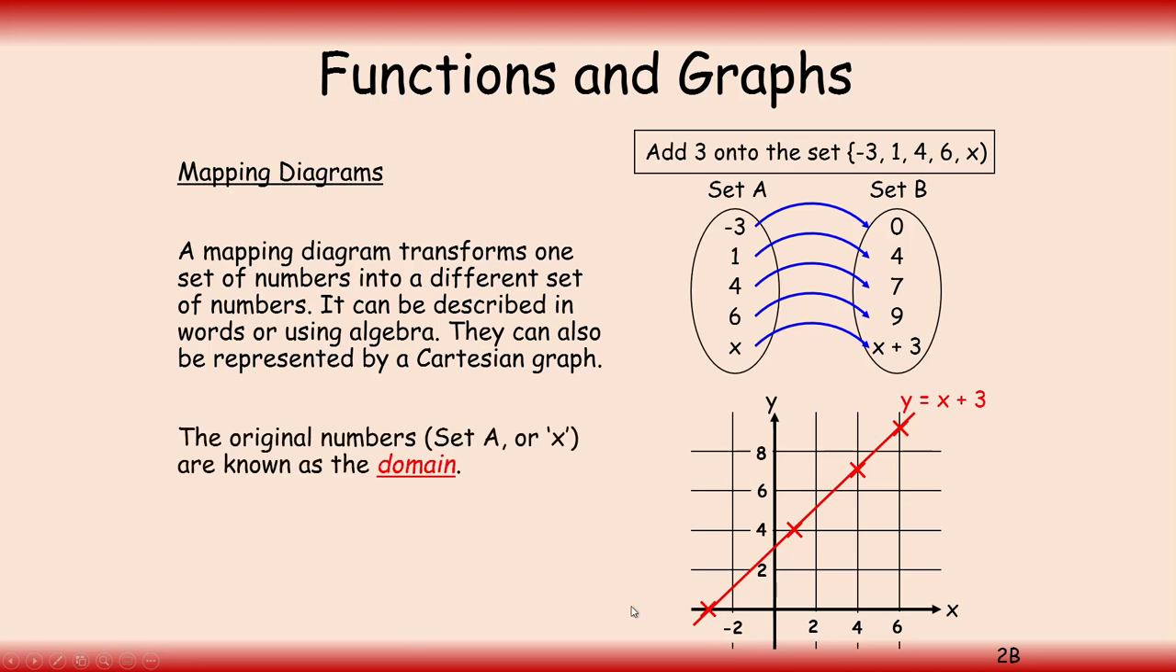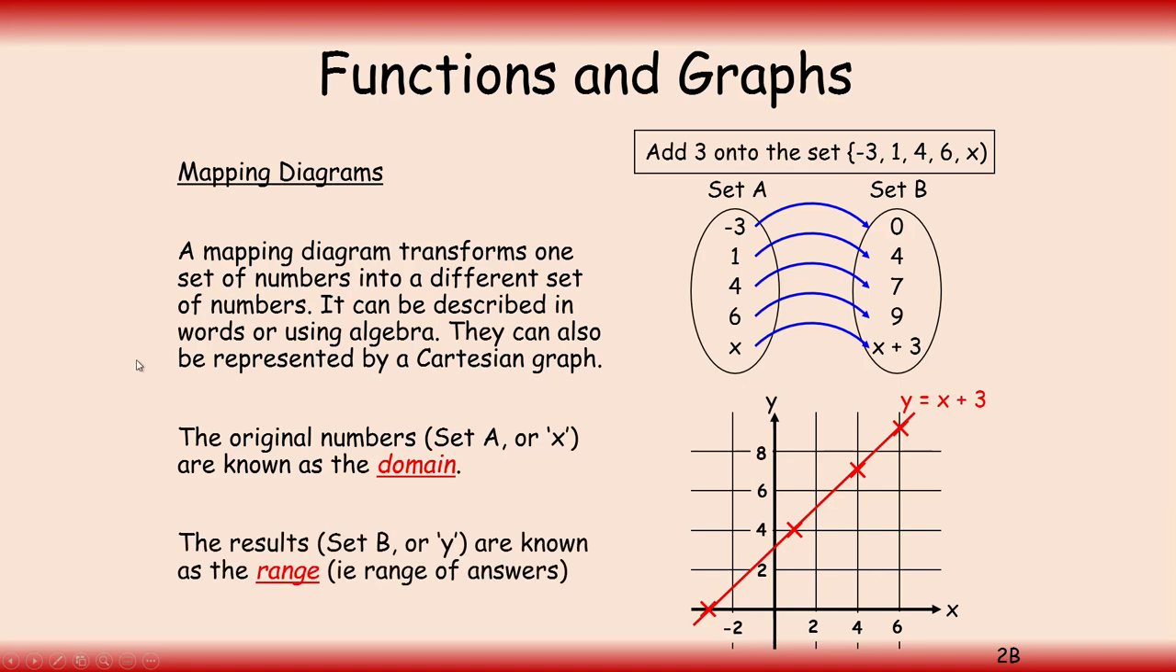The original set of numbers, these numbers here are our x values, and it's called the domain, and the values we have here are called the range. So make some notes on that. The original set of numbers is known as the domain, and then the results. So your x values are the domain and your y values are the range. Hit pause, make some notes, and we'll move on.